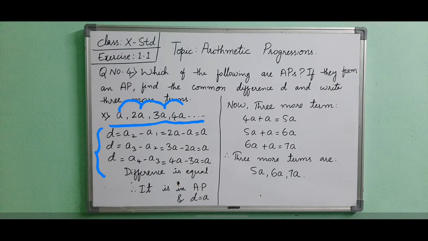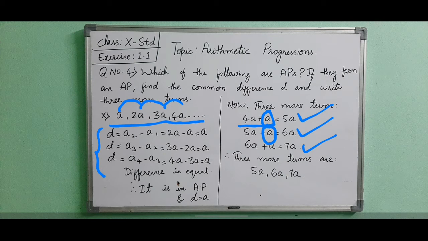Now when it is in arithmetic progression, we have to find the next 3 more terms. After 4A, it will be 4A plus D. If you are adding the difference A, 4A plus A is 5A. Now in 5A, we have to add the difference again. So 5A plus A is 6A. Then 6A plus A is 7A. So the next 3 terms are 5A, 6A and 7A.